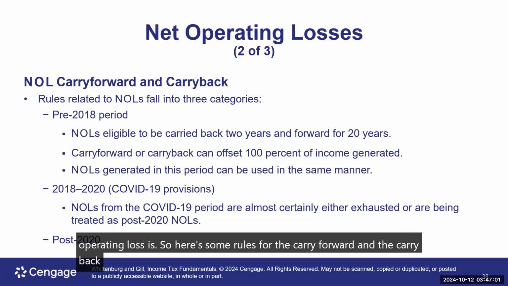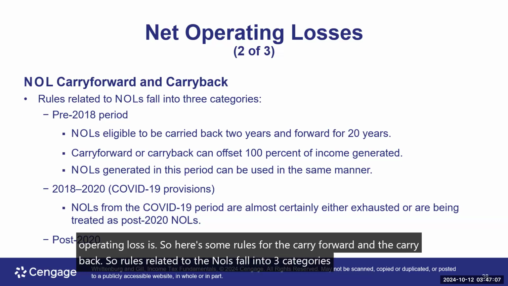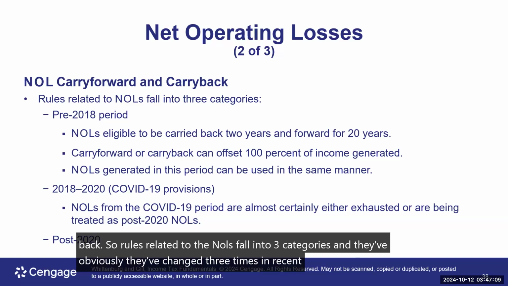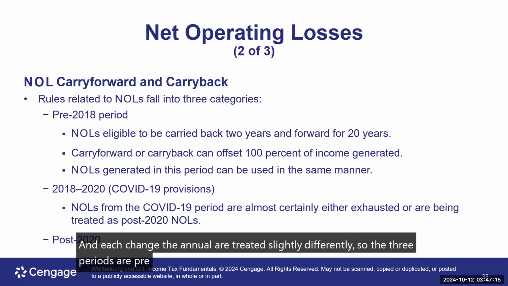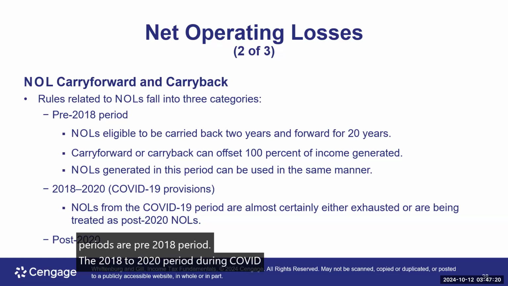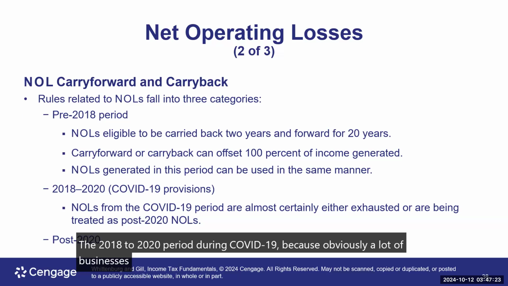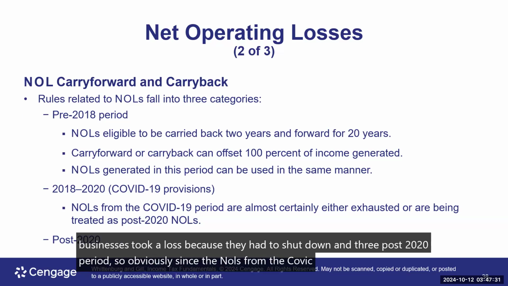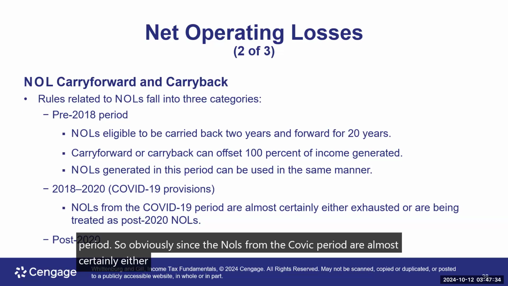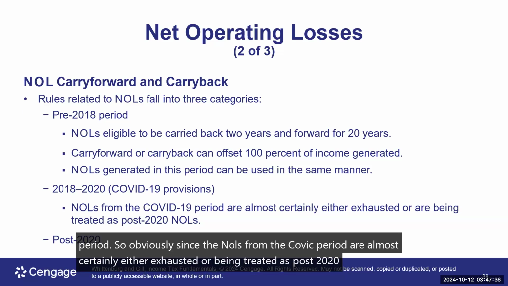So rules related to the NOLs fall into 3 categories, and they've changed 3 times in recent years. In each change, the NOLs are treated slightly differently. So the 3 periods are pre-2018 period, the 2018 to 2020 period during COVID-19, because obviously a lot of businesses took a loss because they had to shut down. And 3, post 2020 period. So obviously, since the NOLs from the COVID period are almost certainly either exhausted or being treated as post 2020 NOLs, loss carry forwards, they obviously have a great impact.